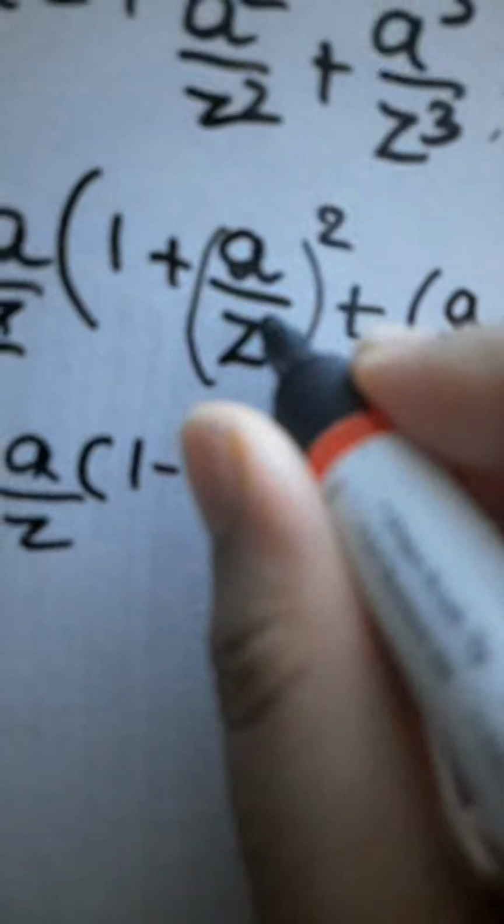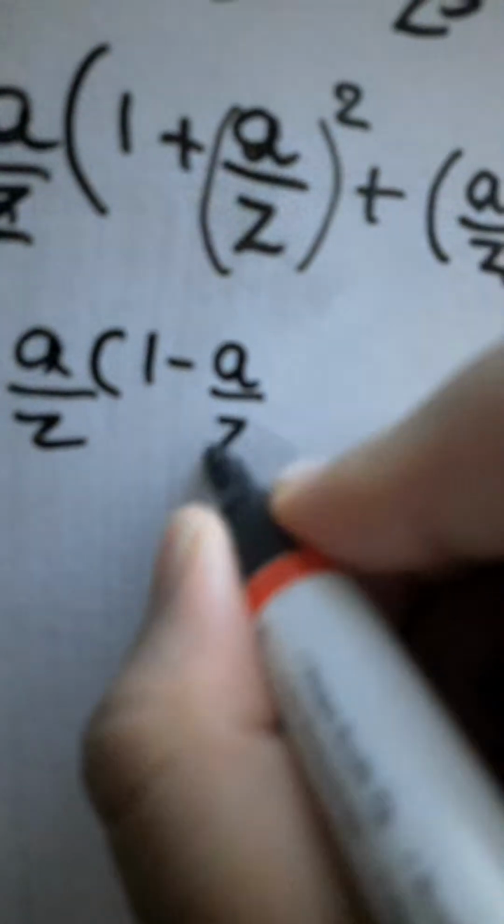And the other one is (1 plus x) raised to minus 1, equal to 1 minus x plus x squared minus x cubed plus x raised to 4 and so on. So you might have noticed this. So this is 1 plus x plus x squared and so on. So this can be written as a by z into (1 minus a by z) whole raised to minus 1. So this is that x.